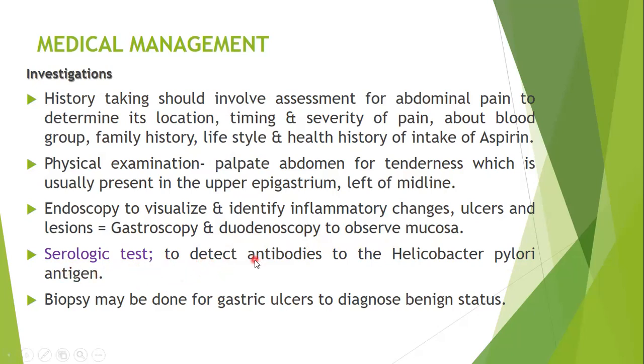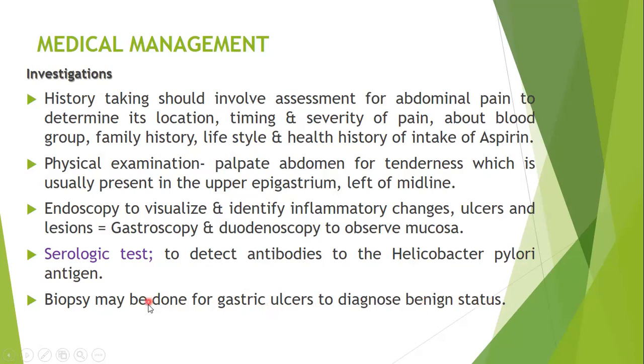Serological tests. So blood can be collected to detect antibodies to Helicobacter pylori. If there are antibodies against H. pylori present, it means this patient is positive for H. pylori and they'll need to be treated with antibiotics. Then biopsies may be done for gastric ulcers to diagnose benign status.